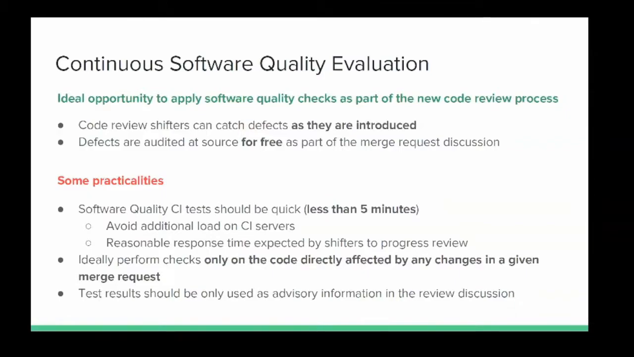But in order to do this, there are some practicalities in play. The CI tests, for example, would have to be quick. You saw that the typical CI chain is 3 to 5 hours, but we certainly wouldn't want to significantly add to that. So something like less than 5 minutes would be ideal. We don't want to apply any additional load, and you expect a reasonable response time for shifters to see if there are any defects in place. And importantly, because of this, you would ideally perform checks only on the code directly affected by any changes. So not the whole of the release, just what you've changed in the merge request.